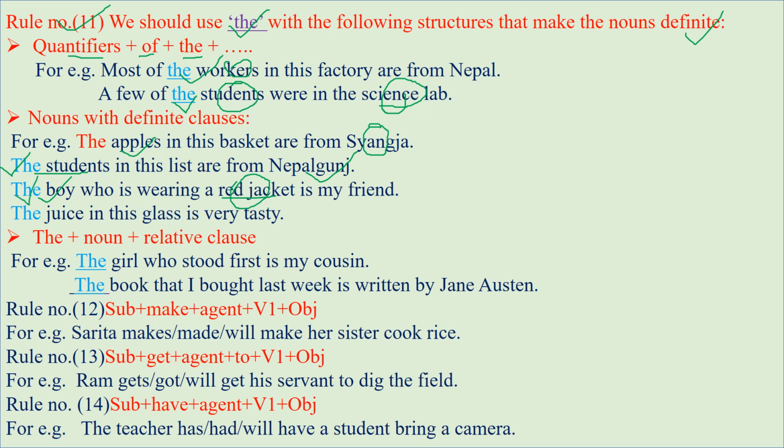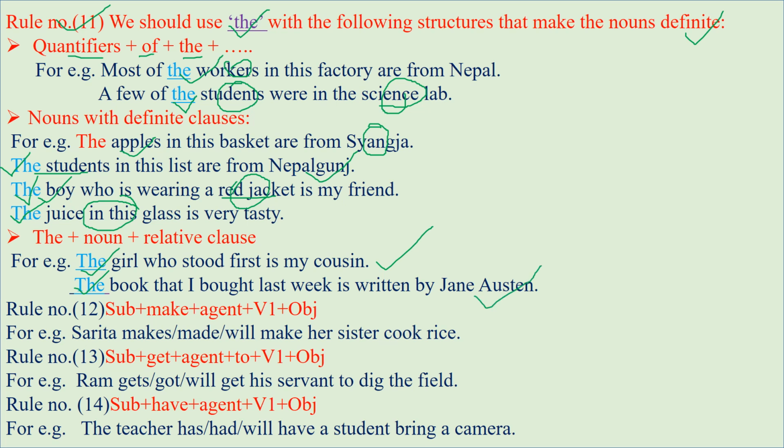The juice in this glass is very tasty. So the juice in this glass becomes definite. So we should use the. The plus noun plus relative clause: the girl who stood first is my cousin. The book that I bought last week is written by Jane Austen.